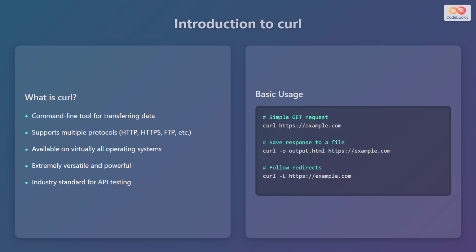Some basic usages are: to send a simple GET request, type curl followed by the website address. To save a response to a file, type curl -O followed by the output file name, then the website address. To follow redirects, type curl -L followed by the website address.